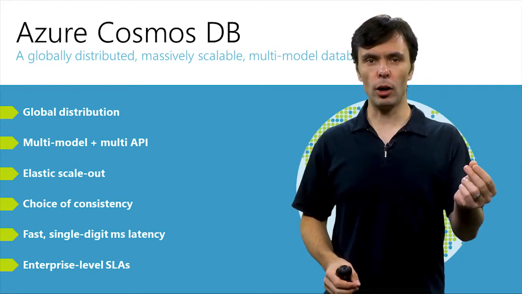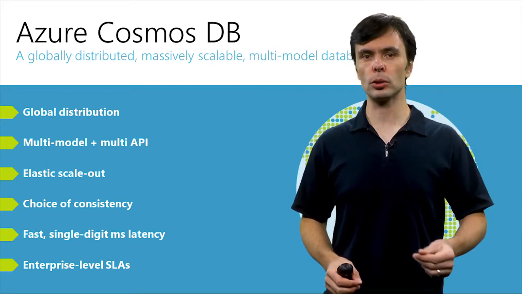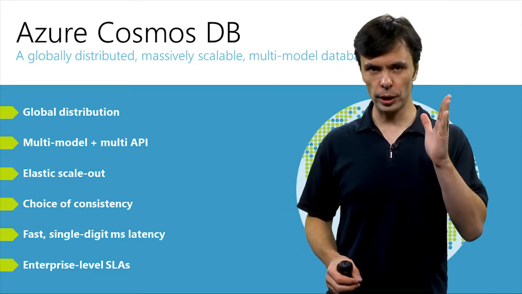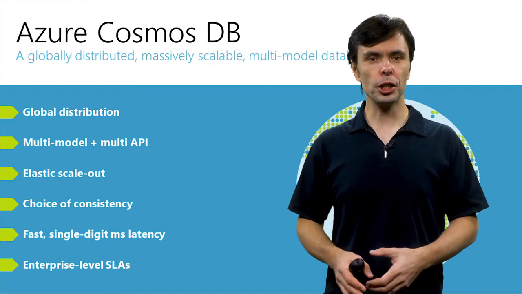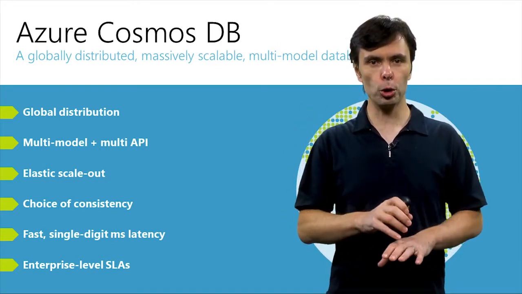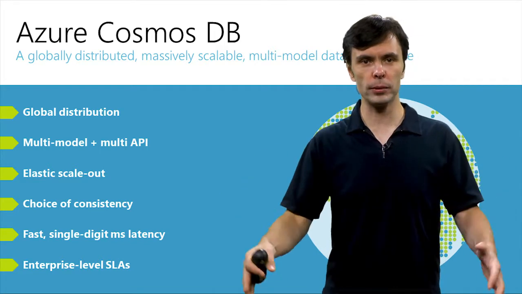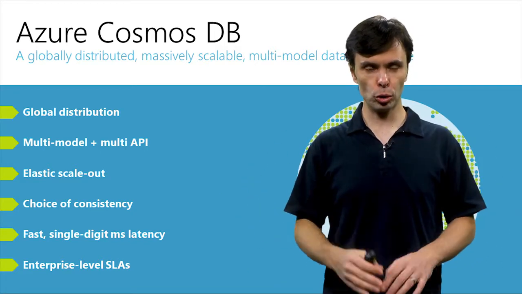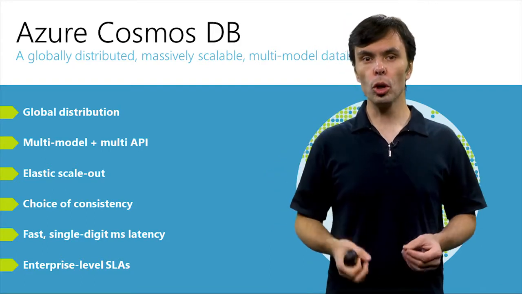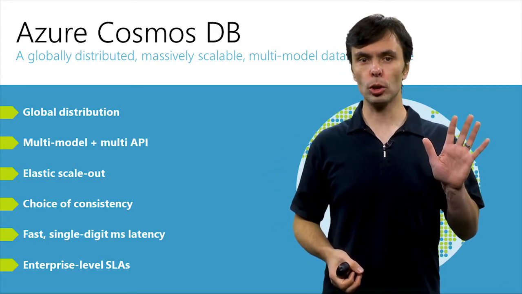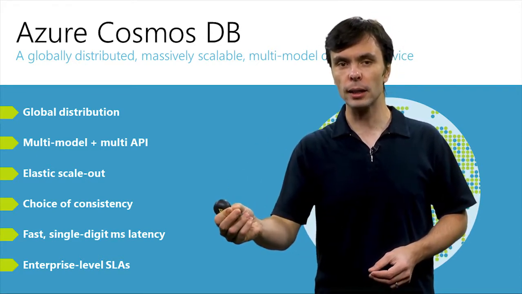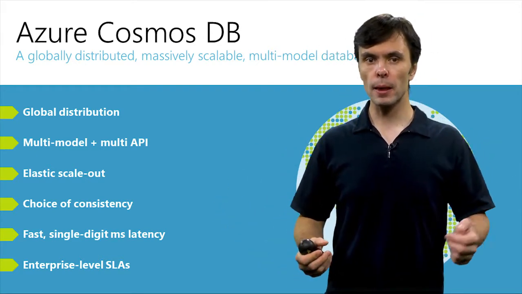You don't need to think about instances, servers, CPU, memory. You need to tell us how much throughput you need, and we guarantee it with 4.9 SLAs. And transparently for you, we will scale out as the amount of data grows and as your throughput goes up and down. It offers you 5 intuitive choices of consistency, each with a clear trade-off between consistency desired and performance.